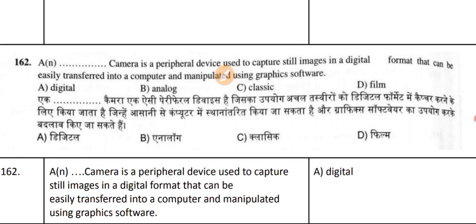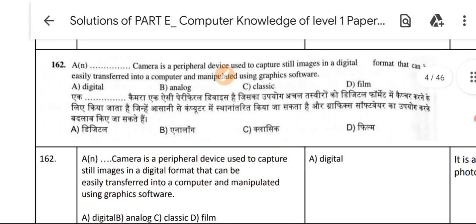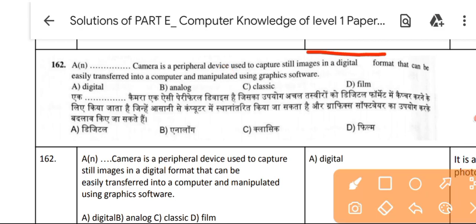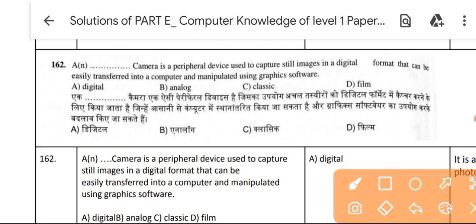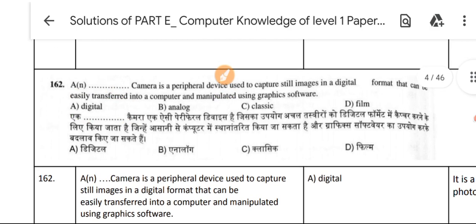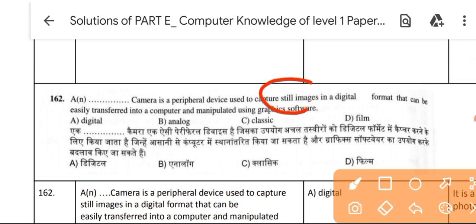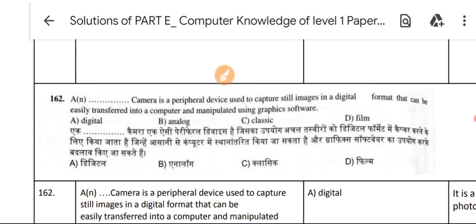Next: a camera is a peripheral device used to capture still images in a digital format that can easily be transmitted to a computer and manipulated using graphics software. What will be the answer for the blank? The answer will be the digital camera. A digital camera is a peripheral device that captures still images in digital format that can be transferred to a computer and manipulated using graphics software.